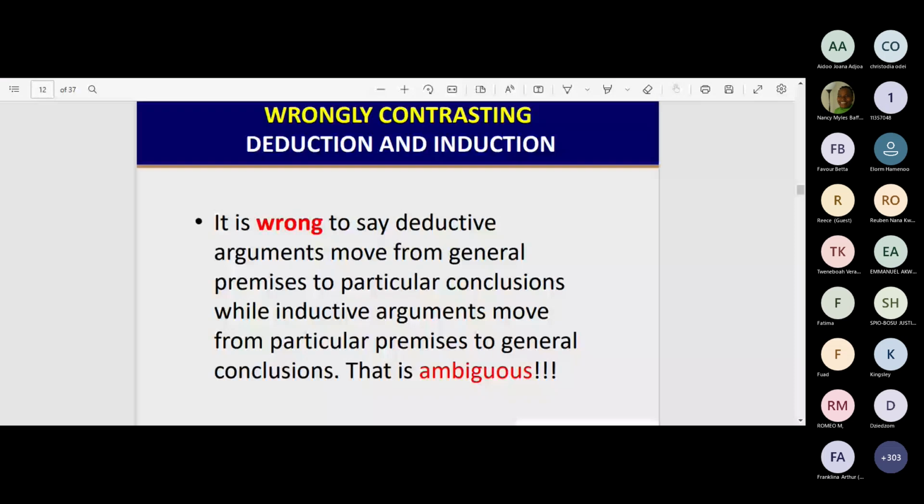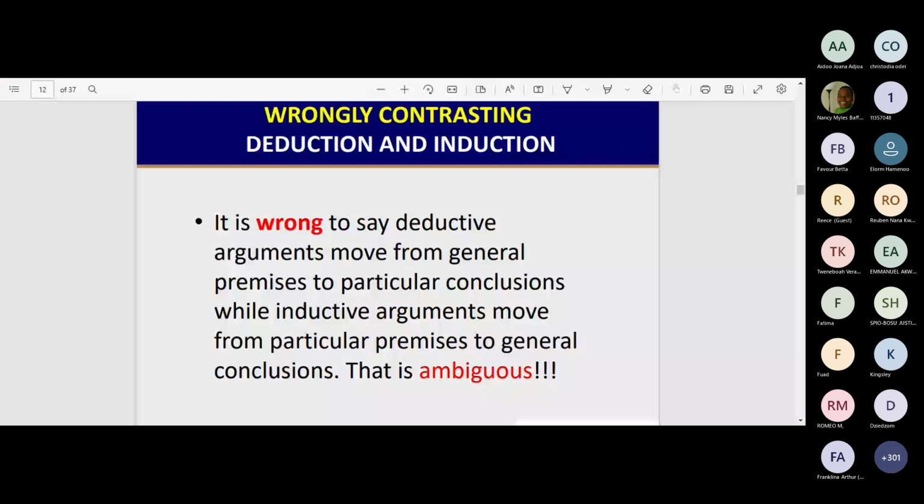So because there's that possibility, you cannot tell anyone you are teaching deduction and induction that the correct distinction between deductive argument and inductive argument is that deduction moves from general premises to particular conclusion, whilst induction starts from particular premises to general conclusion. That can be true in some cases, but it is ambiguous because there are other instances where you can have a deduction, but there wasn't even a movement from general to particular at all. So let me give you an example.